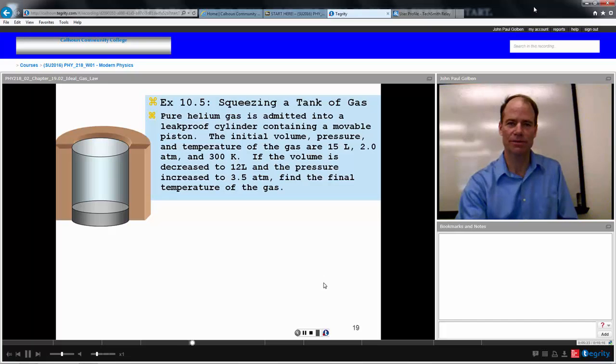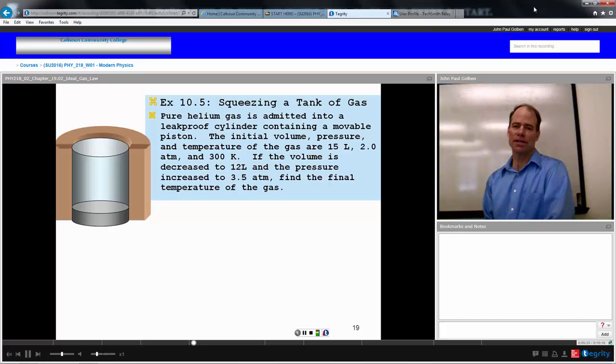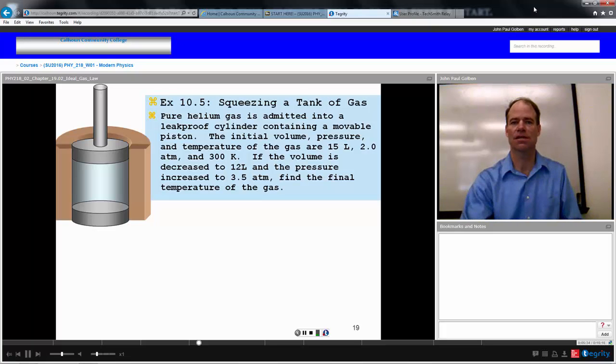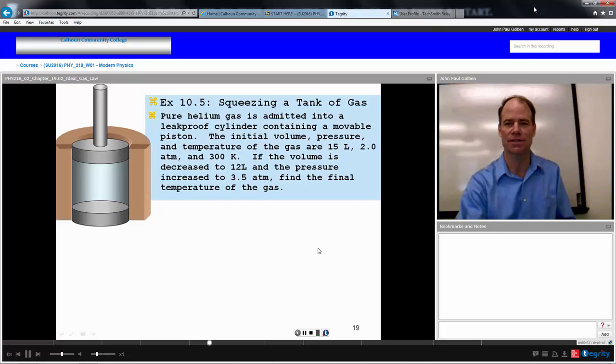Let's try it out. Pure helium gas is emitted into a leak-proof cylinder containing a movable piston. The initial volume, pressure, and temperature of the gas are 15 liters, 2 atmospheres, and 300 K. Already I know if I were using the gas constant, I'd want to use the 0.0821. However, this is that condition where our number of moles is not going to change, so we can use this PV over T and be just fine with this. So we don't have to know the gas constant.